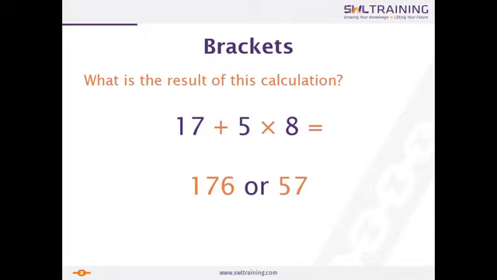So if we use brackets to look at the two options, firstly, if we were to do 17 plus 5, which equals 22, then multiply that by 8, that would give us an answer of 176. Or, if we were to put the brackets around the 5 multiplied by 8, then we would do, of course, 5 multiplied by 8, which is 40, and add on 17, resulting in 57.